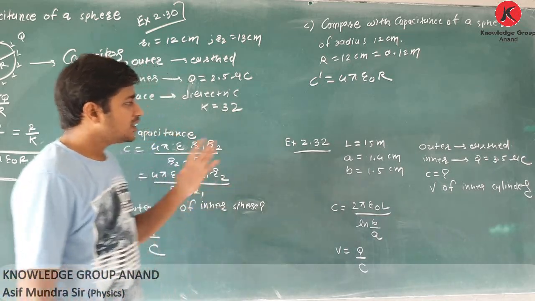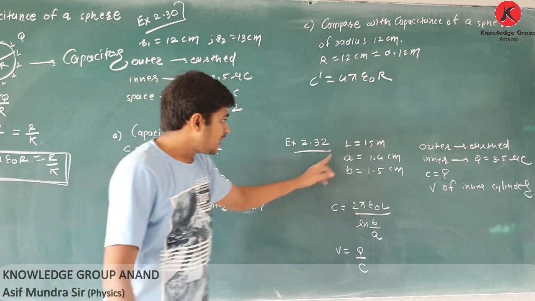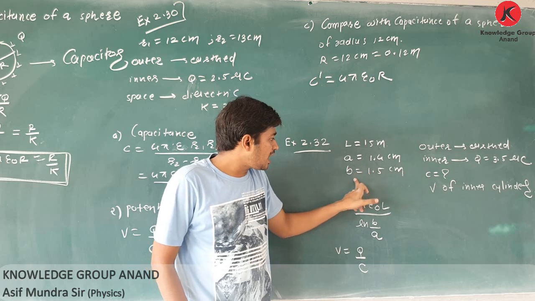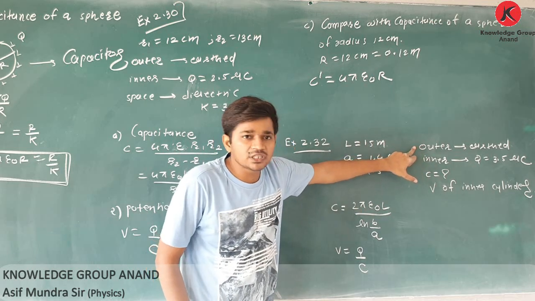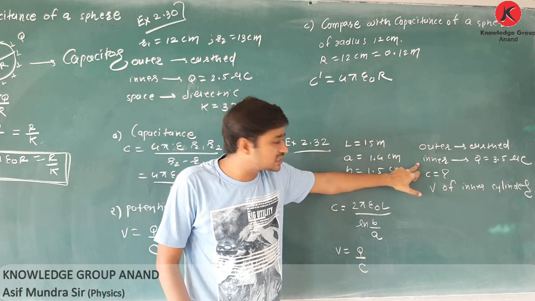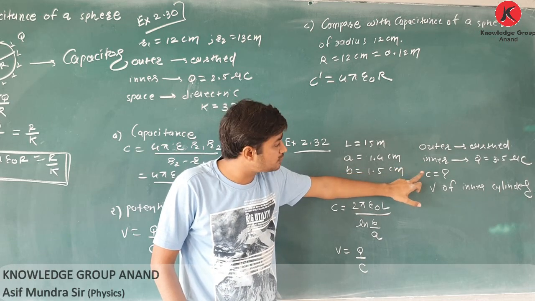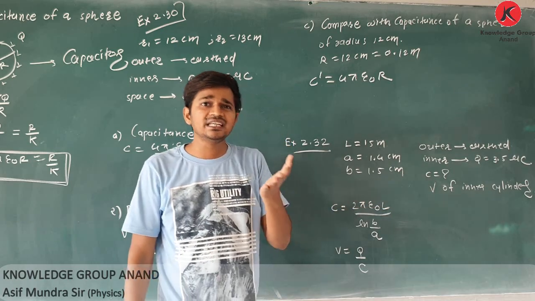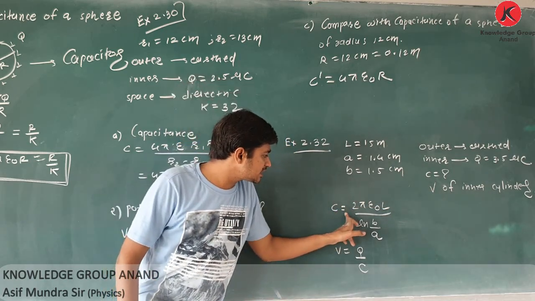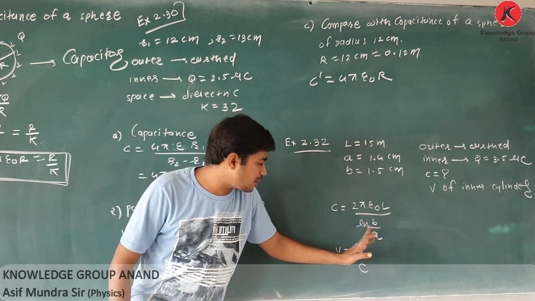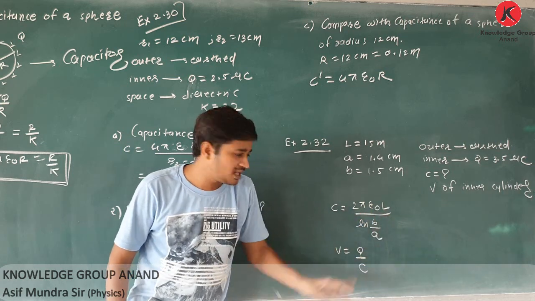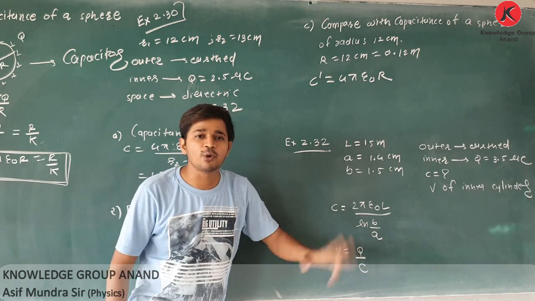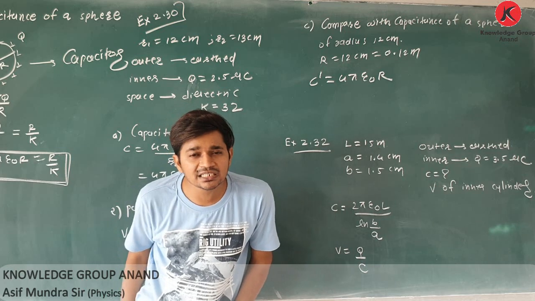Now the last question is based on the cylindrical capacitor. The length of the cylindrical capacitor is 15 meter, inner radius 1.4 centimeter, outer radius 1.5 centimeter. The outer cylinder is earthed, and the inner cylinder is given charge Q equal to 3.5 microcoulomb. Find the capacitance and the potential of the inner cylinder. The equation is C equal to 2 pi epsilon 0 L upon ln B upon A, and you can easily find its value. Also, V is equal to Q upon C.